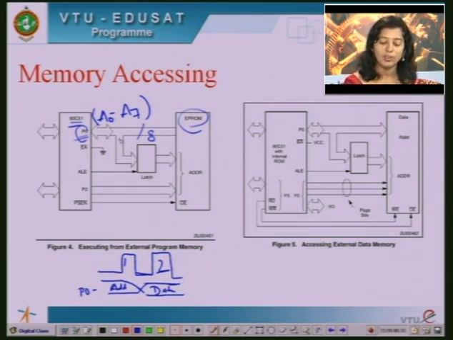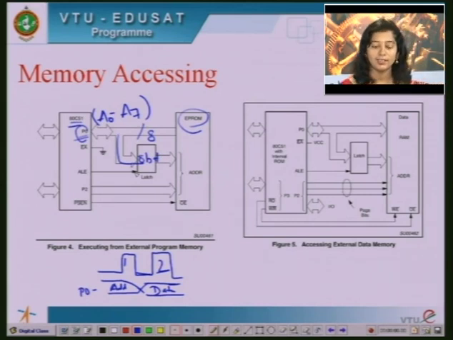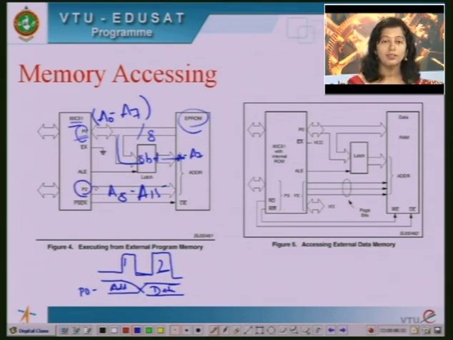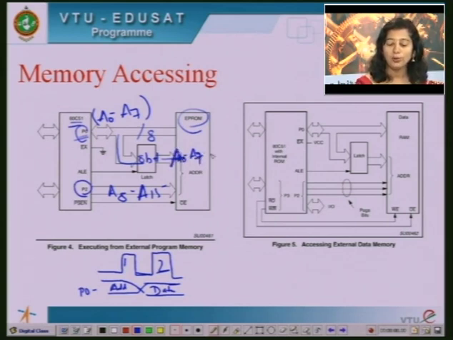Whenever the address is available on this, that address will be stored on latches. We all know latches are storage devices. I will use an 8-bit latch here to store the 8-bit lower byte of the address, and from here the lower byte of the address A0 to A7 is continuously available. The higher byte of the address A8 to A15 is available from port 2. So from port 0 I have A0 to A7 and from port 2 I have A8 to A15. Totally, the combined 16-bit address is available to address any location in the ROM.